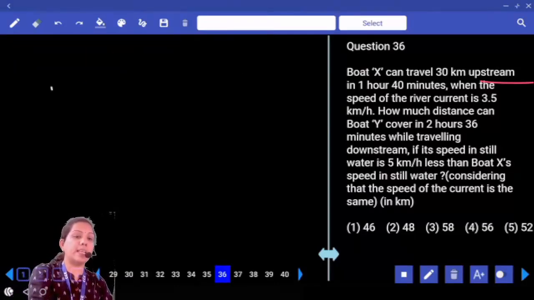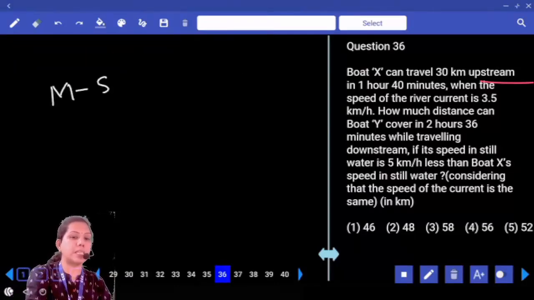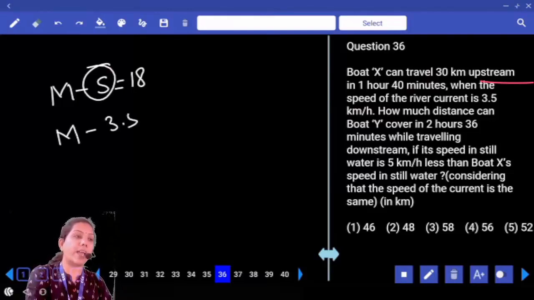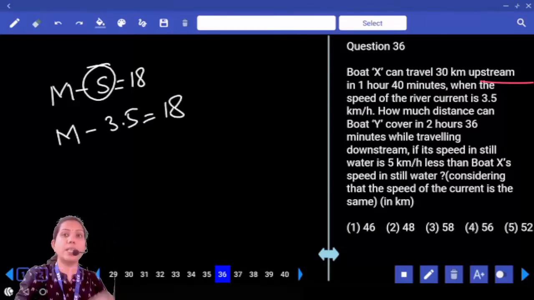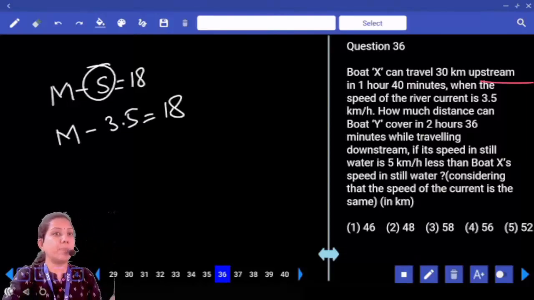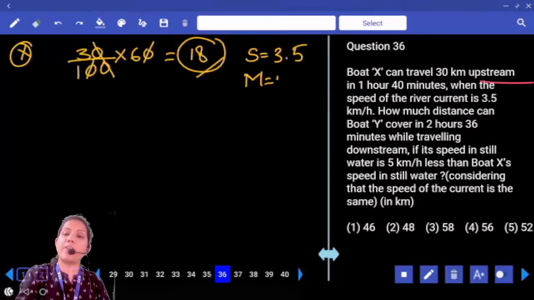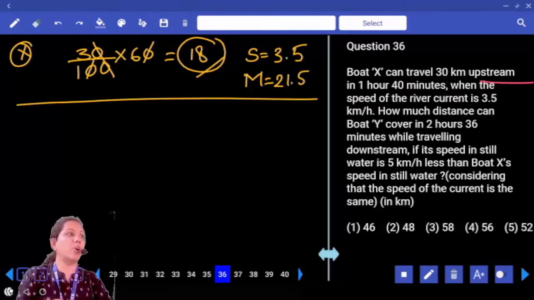M minus S is equal to 18. And what is S value? 3.5. So M minus 3.5 equal to 18. Then what is M value? 18 plus 3.5 means it is 21.5. It is the information about boat X.